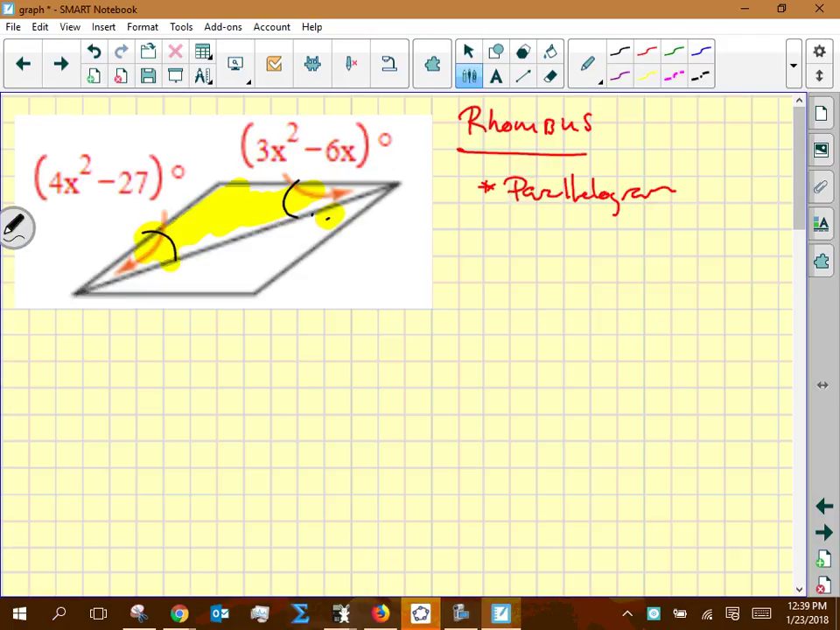So a lot of the stuff that we've learned in the past is present here. It works here. So we should set up the equation 4x squared minus 27 is equal to 3x squared minus 6x. Is that all right with everybody? Those two expressions should be equal because those angles are equal. Now, this is where that introduction to factoring takes place. I have an equation now that has x squared in it.